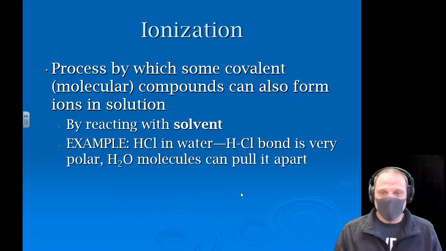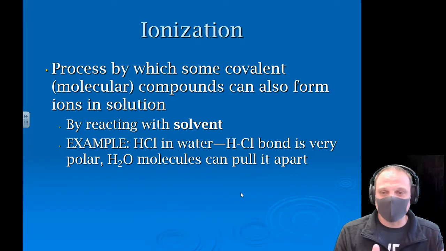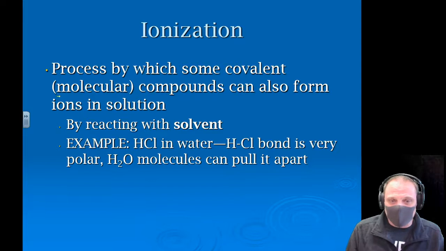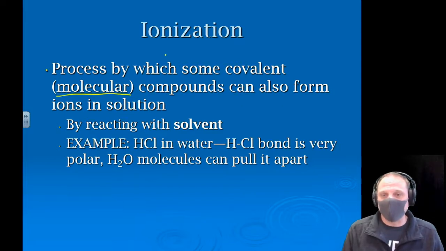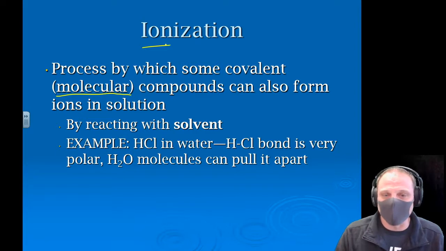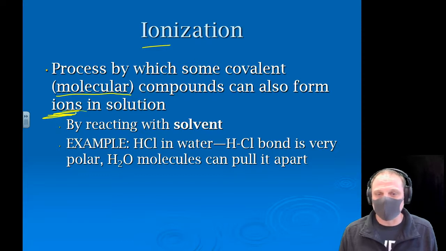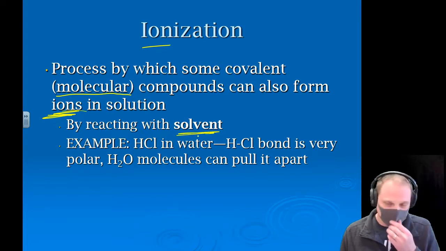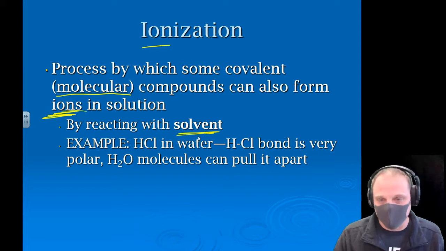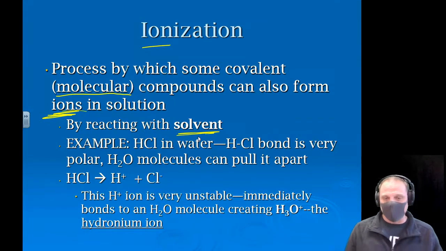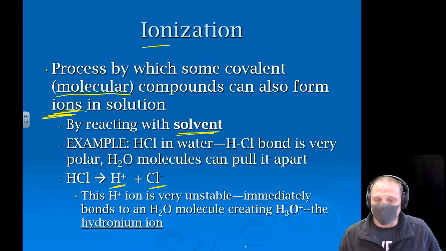So, ionization. I said this at the beginning of the chapter, but ionization is where you take a molecular compound and you turn it into an ion. If you start with a molecular compound, but it now forms an ion in solution because it reacts with the solvent, then we call this ionization. For instance, when you put hydrochloric acid, HCl, in water, the HCl bond is very polar. The water molecules can pull it apart into its positive and negative ions, and we call this ionization.